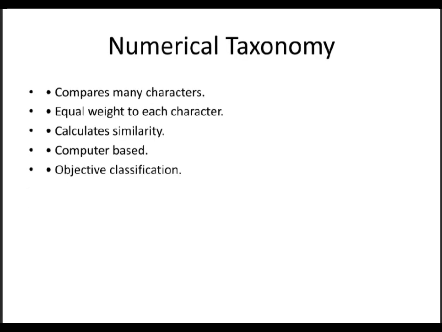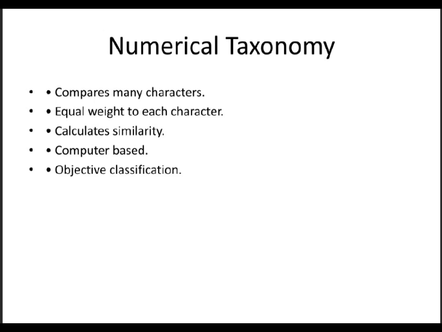Now let's understand numerical taxonomy. The word numerical means based on number. Earlier, scientists identified bacteria by looking at only a few characteristics. But sometimes two bacteria look almost the same, making it difficult to decide whether they belong to the same group. To solve this problem, scientists developed numerical taxonomy. In this method, scientists compare many characteristics of bacteria, sometimes 50, 100 or even more.